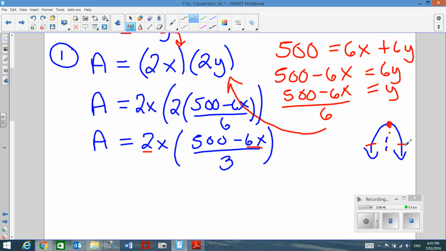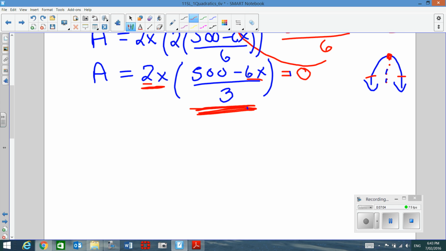and I know that my vertex is directly in the middle of my two roots, or x-intercepts. And if you guys look at how this quadratic is already set up, it's actually set up in factored form. I have 2x multiplied by (500 minus 6x) over 3. So if I set this equal to 0 at the moment, I could go ahead and find my p and q value, my two roots, and I could also find my vertex that way.